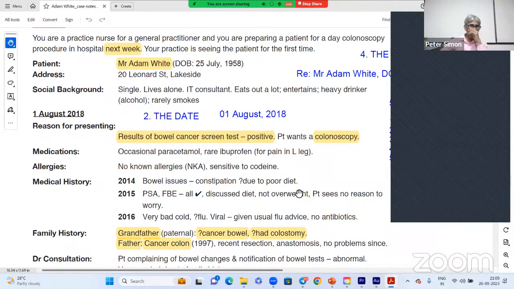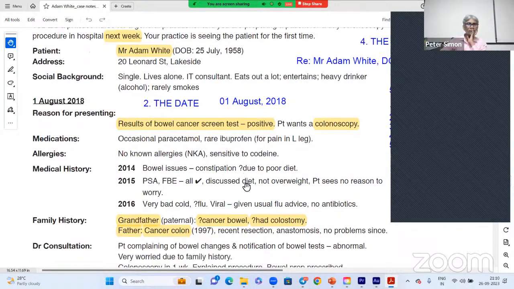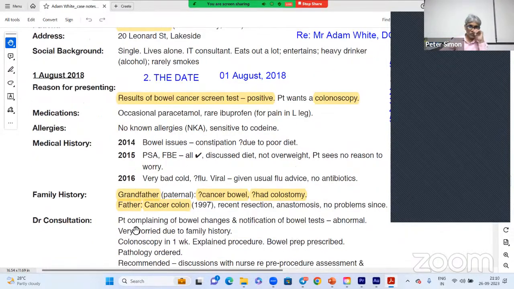And so cancer, family history. So you can write family history, one sentence. Come on, write down one sentence of family history. Family history. Here it is. Patient complaining of bowel changes and notification of bowel test abnormal. Very worried due to family history. This one.